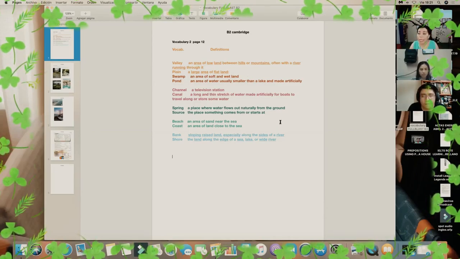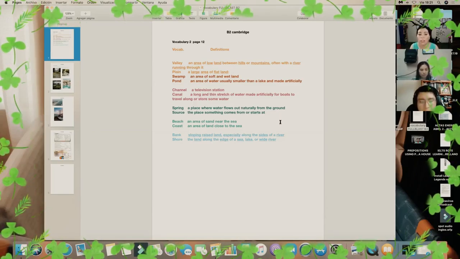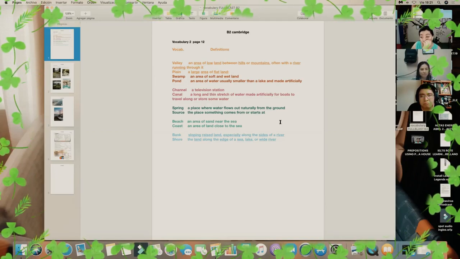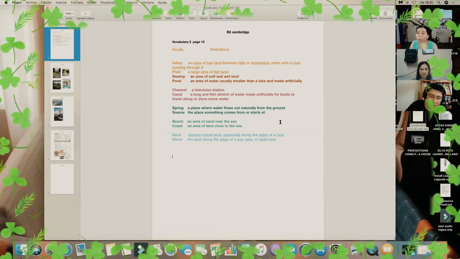Okay, what about spring and source? Ambar, can you read the screen? Spring, a place where water flows out naturally from the ground. I don't know how we call this in Spanish. Ya se me fue este nombre, no vi en biología. Something like that. But there are smaller ones, and I don't know how they call them in Spanish. Ojo de agua. Interesting. Maybe.